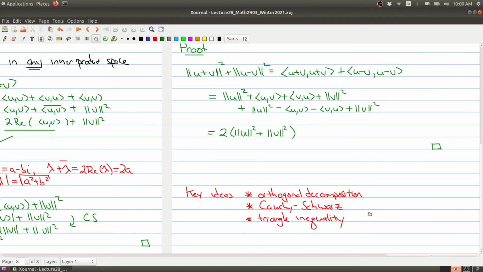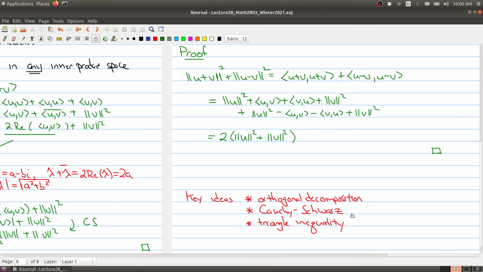So a lot of things from today's lecture. We learned about orthogonal decomposition, we learned about the Cauchy-Schwarz inequality, and we learned about things like the triangle inequality. So these are all things that you get once you have an inner product on your space.